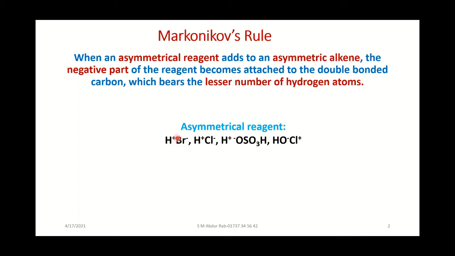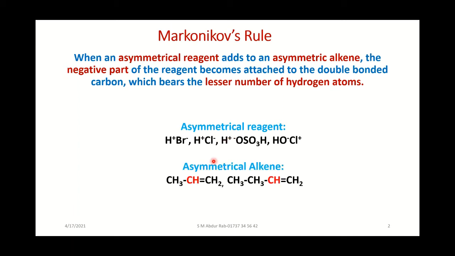Asymmetric reagents are those reagents which have positive and negative parts, and these positive and negative parts are different. For example, HBr, HCl, H2SO4, HOCl, these are asymmetric reagents. But hydrogen, chlorine, nitrogen, oxygen are not asymmetric because the positive and negative parts are the same. So this is the difference between asymmetric and symmetric reagents.